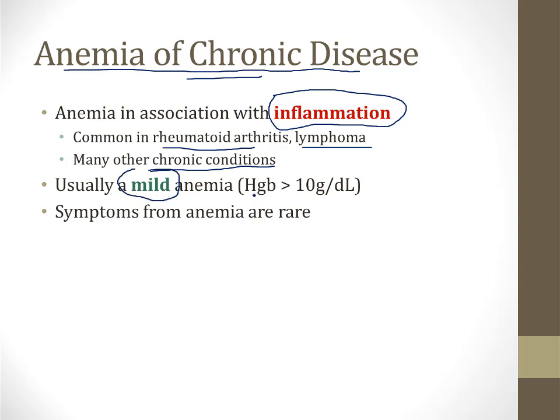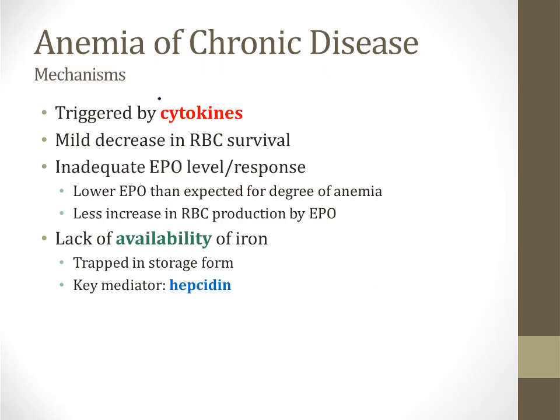The hemoglobin usually remains above 10, and symptoms from anemia are very rare. If you read a question stem that describes a patient with a severe anemia that is highly symptomatic, it's extremely unlikely they are discussing this disorder. This is usually picked up incidentally on routine blood work. There are several mechanisms behind the anemia of chronic disease, but they are all triggered by cytokines.